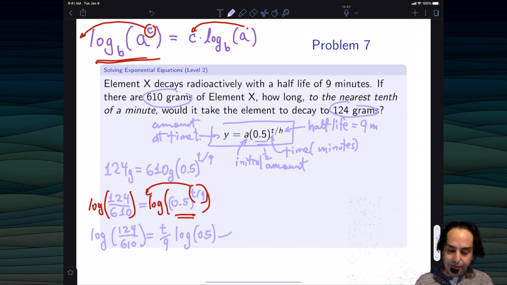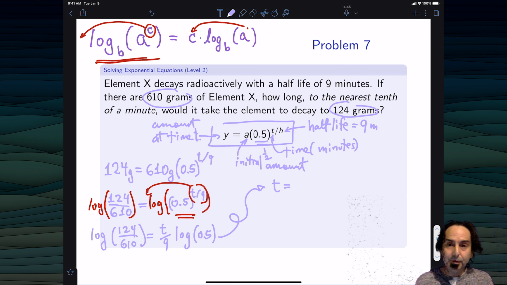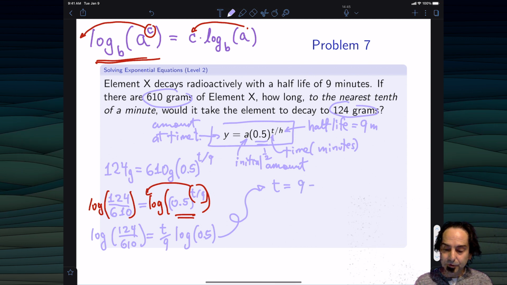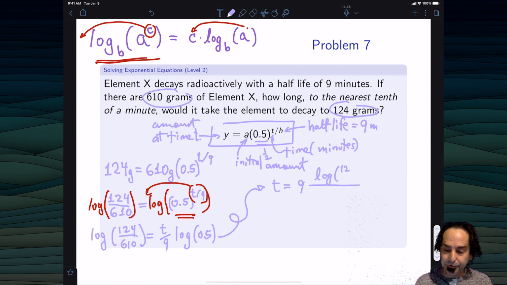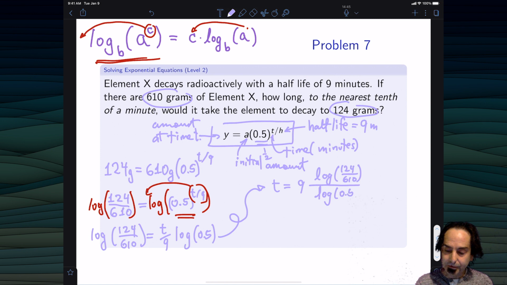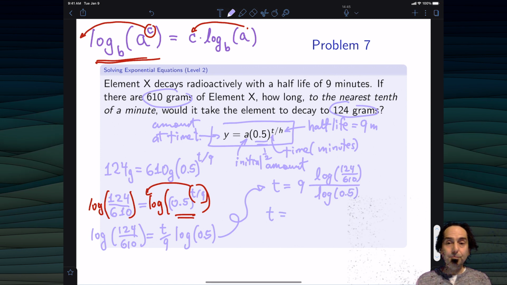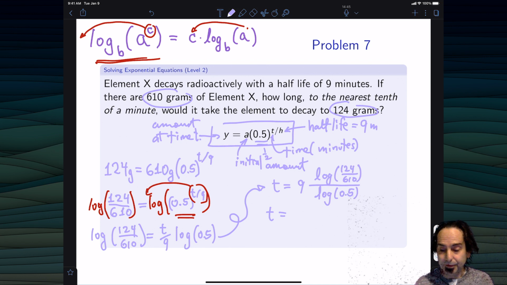And that means that we can use our algebra skills right away to solve for t, because all of those logs are just constants. 9 is a constant, so multiplying things out, we have the common log of 124 over 610 divided by the common log of 1/2, all times 9. And that's something that you can put into your calculator. It's a complicated expression, but you should be able to do it.